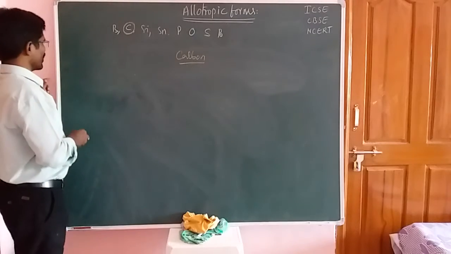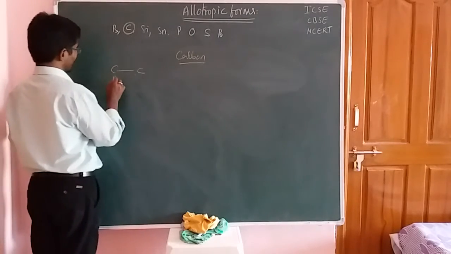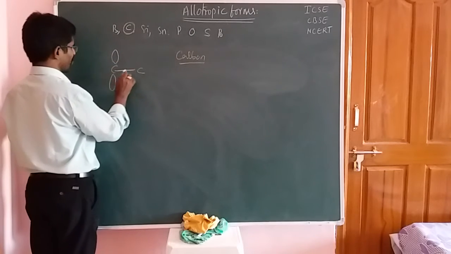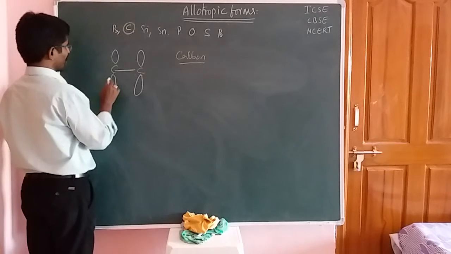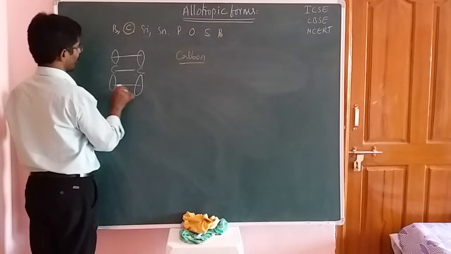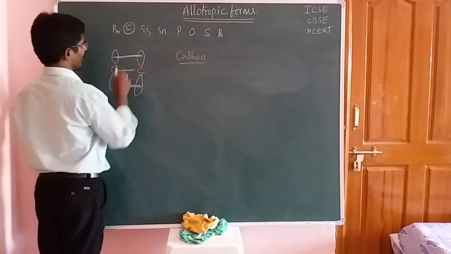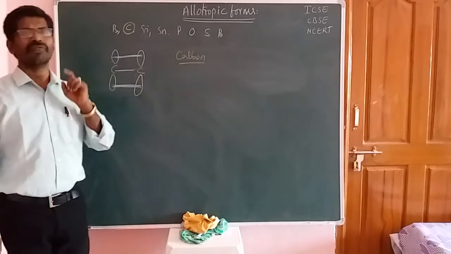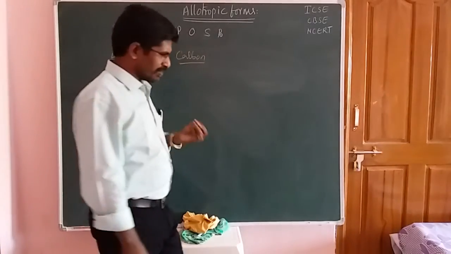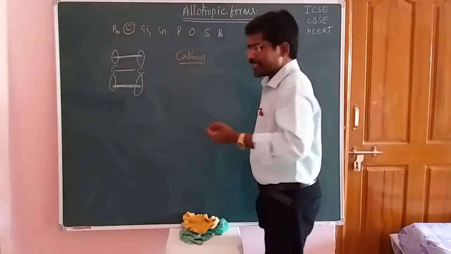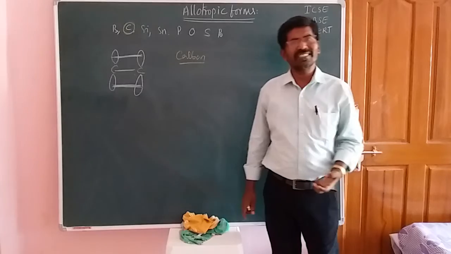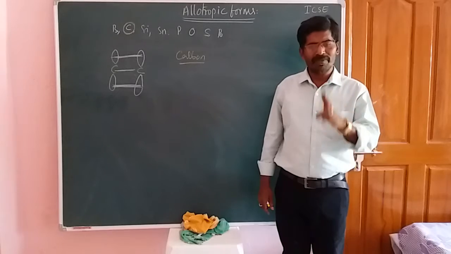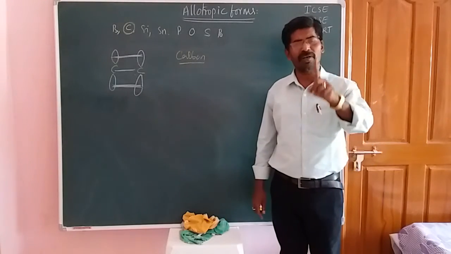Okay students, what is meant by p pi bond formation here? It means the p electrons of one atom and the p electrons of another atom undergo pi bond formation. This type of pi bond formation is called p pi bond formation. That is why carbon exhibits different types of allotropic forms: first, carbon undergoes p pi bond formation.